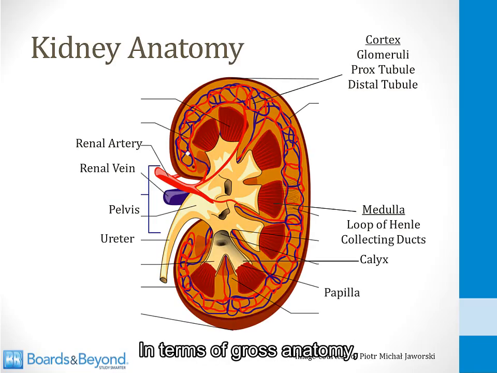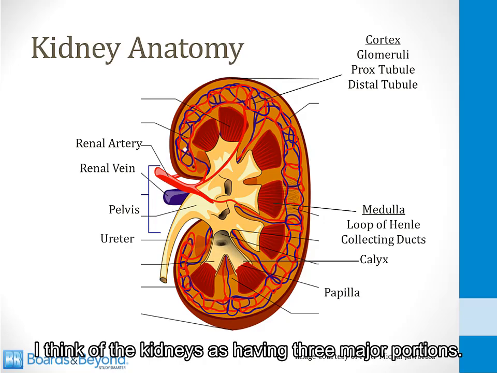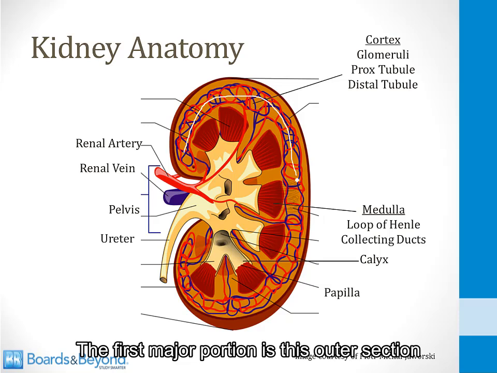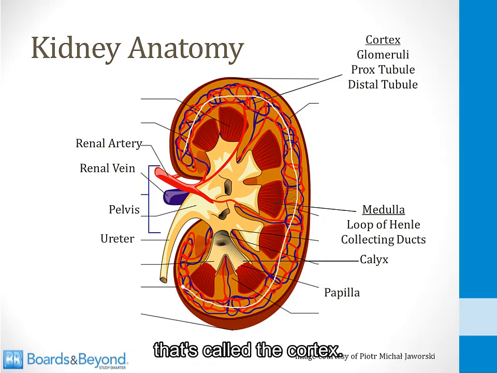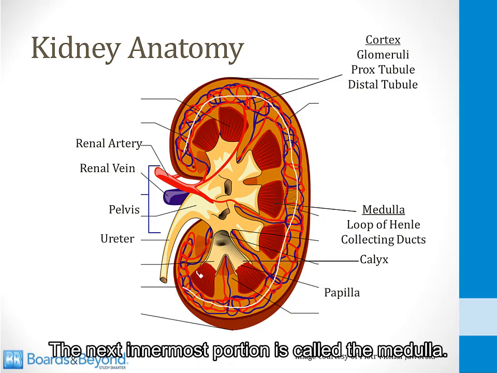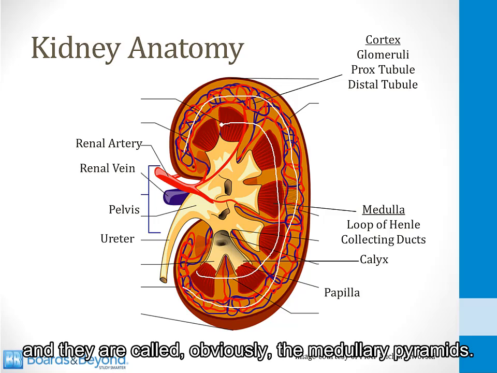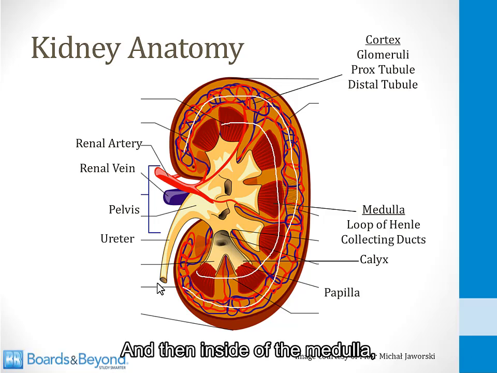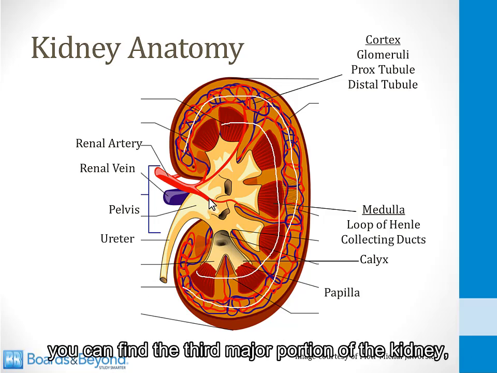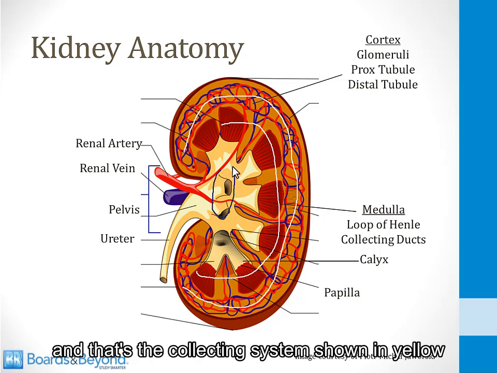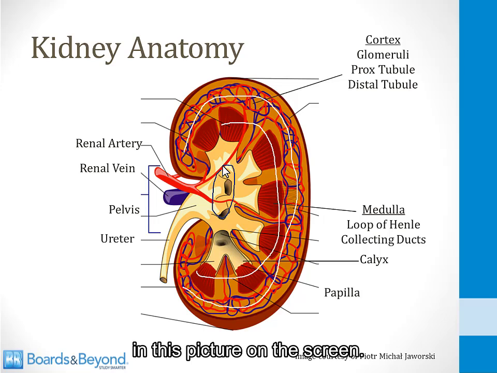In terms of gross anatomy, I think of the kidneys as having three major portions. The first major portion is this outer section, that's called the cortex. The next innermost portion is called the medulla, and the medulla is made up of structures that look like pyramids, and they are called, obviously, the medullary pyramids. And then inside of the medulla you can find the third major portion of the kidney, and that's the collecting system, shown in yellow in this picture on the screen.